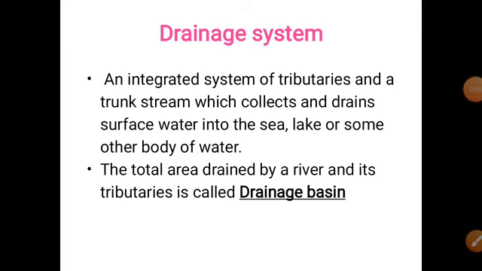Next, we are going to learn the drainage system of India, which means water bodies. Drainage system is an integrated system of tributaries. Tributaries means streams or rivers that flow into the large river. The tributaries and a trunk stream collect and drain surface water into the sea, lake or some other water bodies.